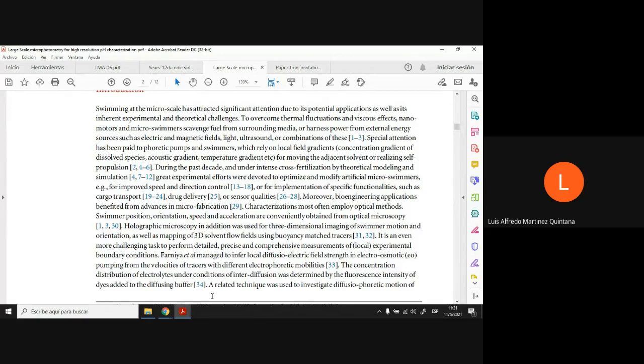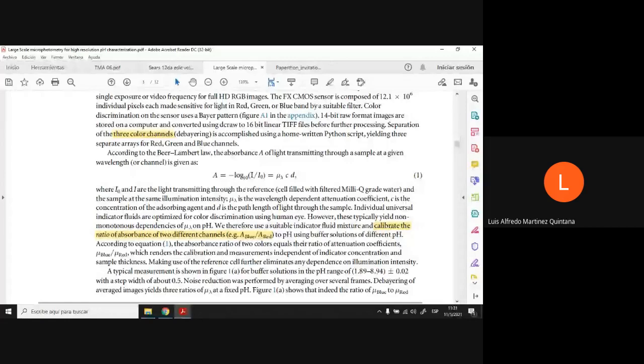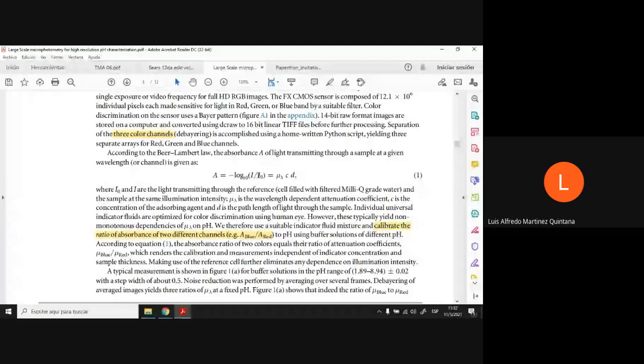Absorbance, on the other hand, is obtained by measuring the intensity of transmitted and incident light on the sample. And they calculate the absorbance with this equation, that relates the intensity of the wave incident on the sample and the intensity of the transmitted wave after they eliminate the sample. U is the wavelength dependent attenuation coefficient and C is the concentration of the absorbing ion and D is the optic path.